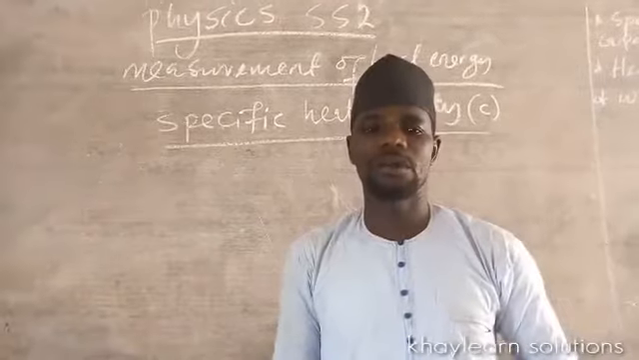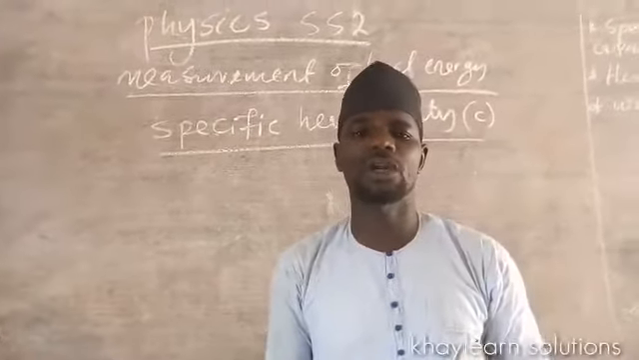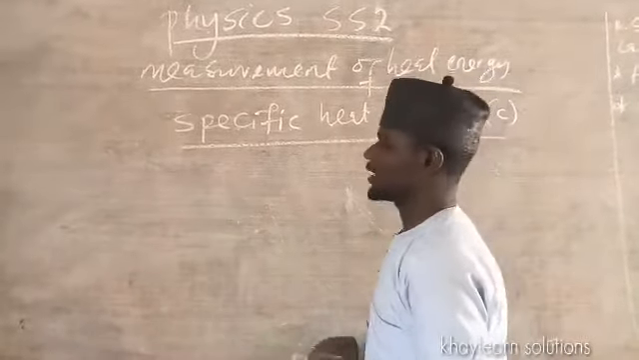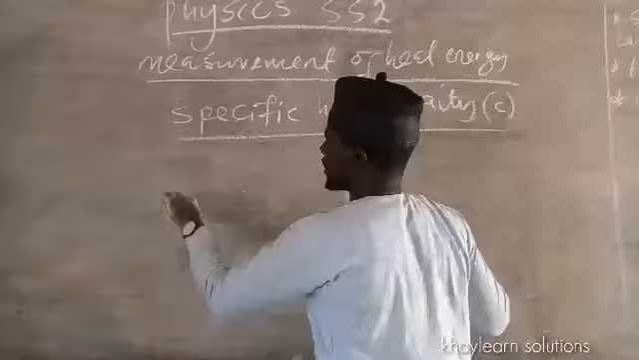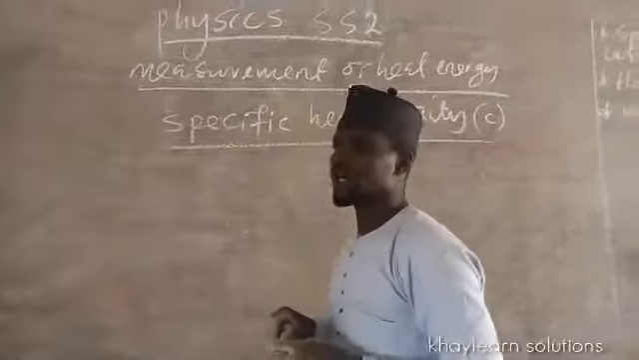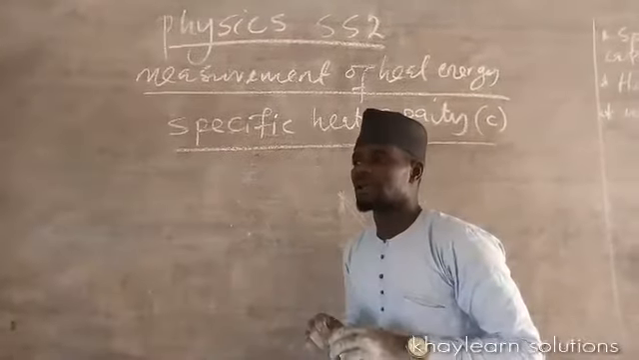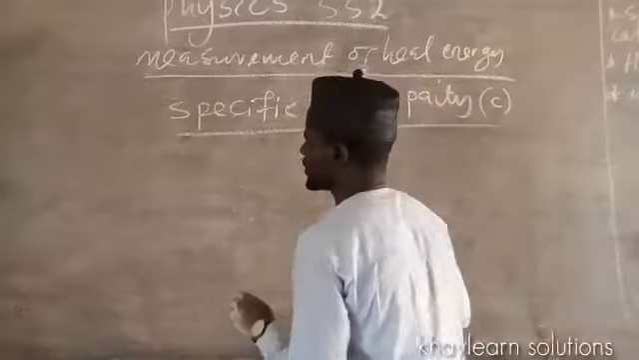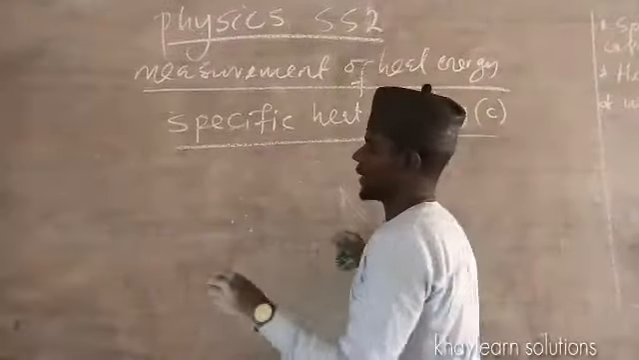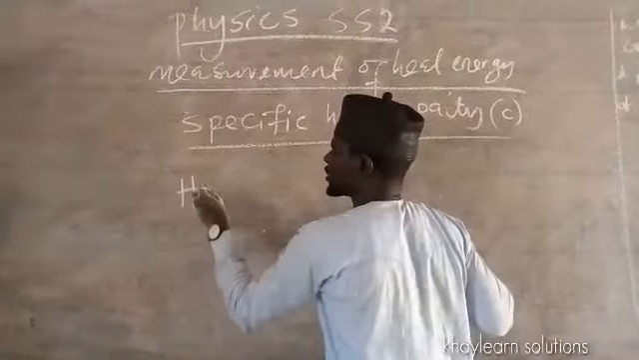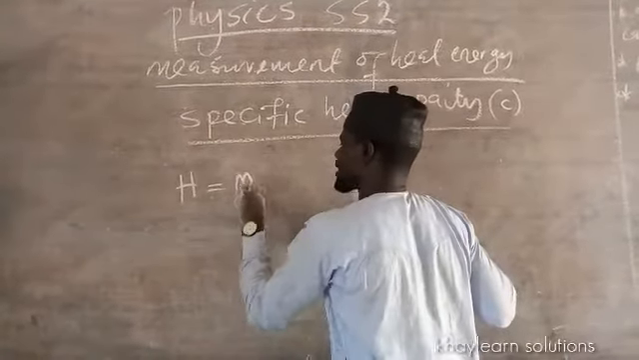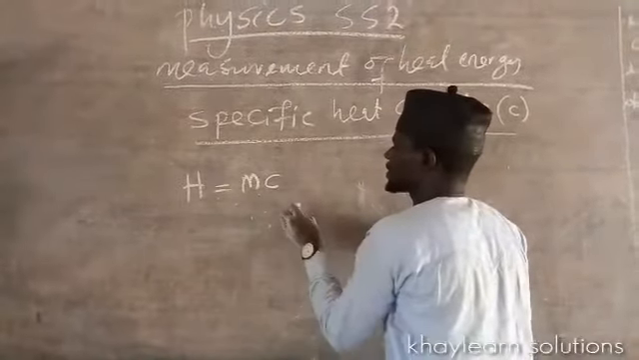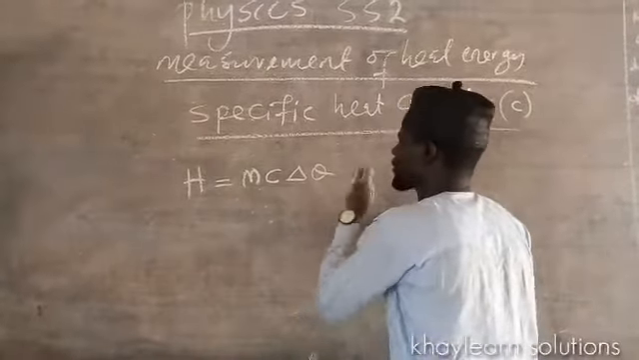Like aluminium has 900 joule per kilogram Kelvin. Now, like I said, specific heat capacity is the quantity of heat required to raise the temperature of 1 kilogram of a substance by 1 Kelvin. It is stated with a formula: H equals the mass of the substance times the specific heat capacity of the substance times the temperature change of that very substance.